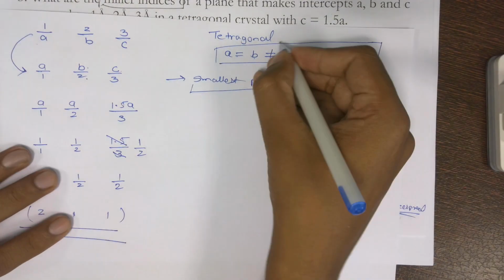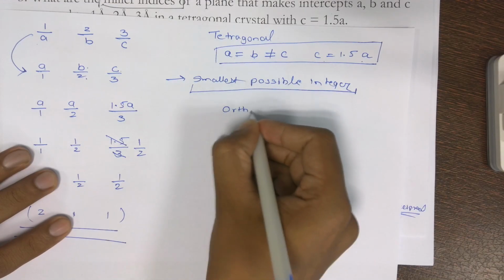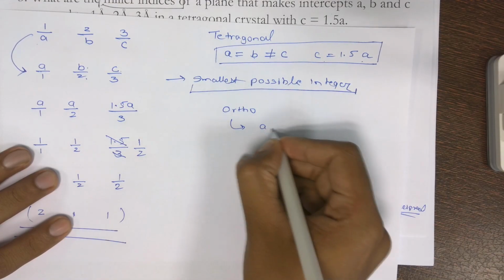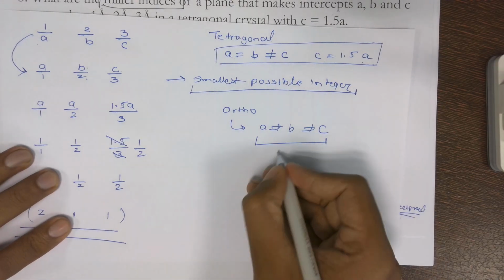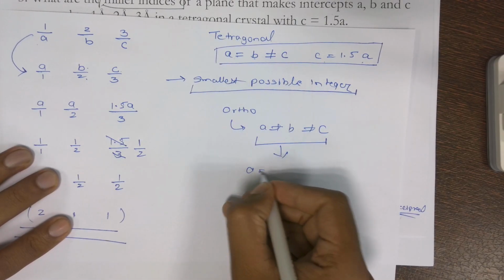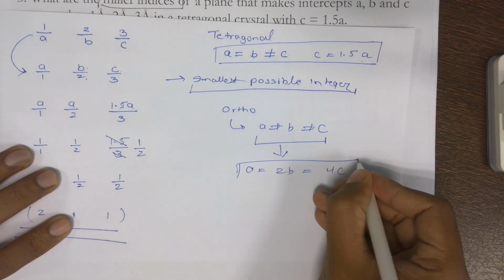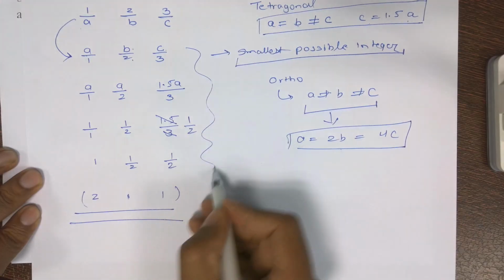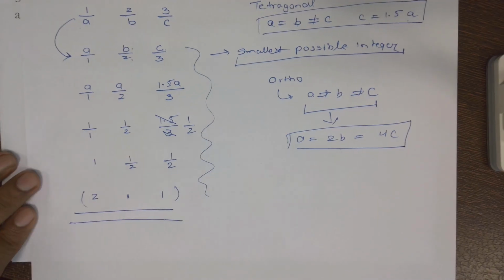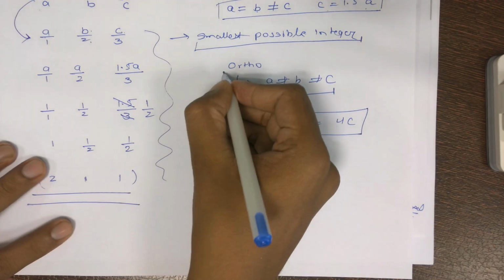If the question talks about orthorhombic instead of tetragonal, in that case A is not equal to B and it is not equal to C, and the relation between them will be given. A will be equal to 2B and it will be equal to 4 times C. Again, it is just for this particular sake, so that you can find the smallest possible integer.